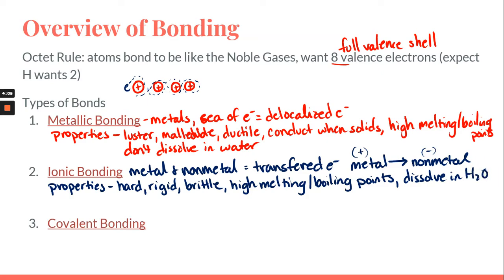because of those transferred electrons, and they conduct electricity and heat, but they have to be in the molten phase, which just means they have to be a liquid, or they have to be dissolved. So metallic bonds conduct when solid, ionic only when it's a liquid or dissolved in water.